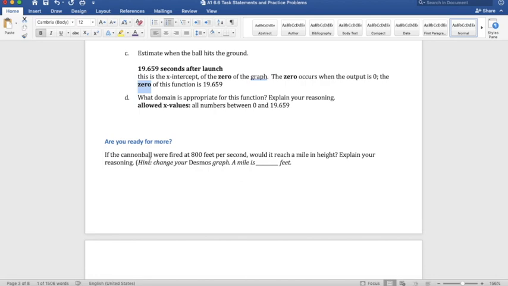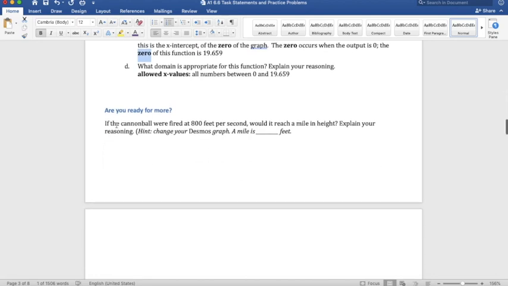So if the cannonball were fired at 800 feet per second, would it reach a mile in height? Okay, so how would I change my Desmos graph to do that? And by the way, a mile is how many feet?